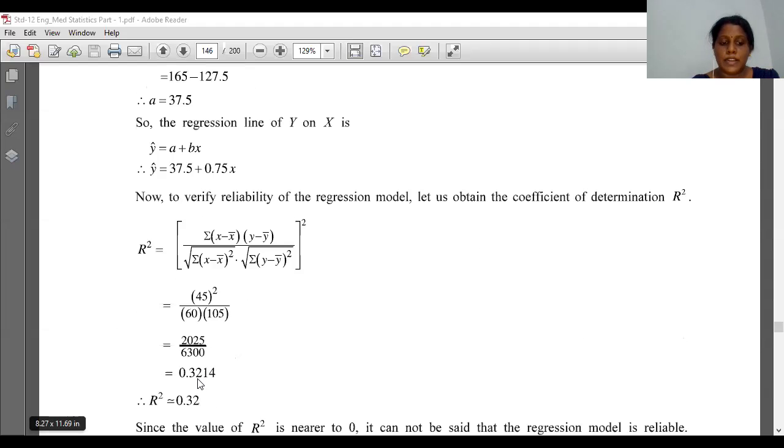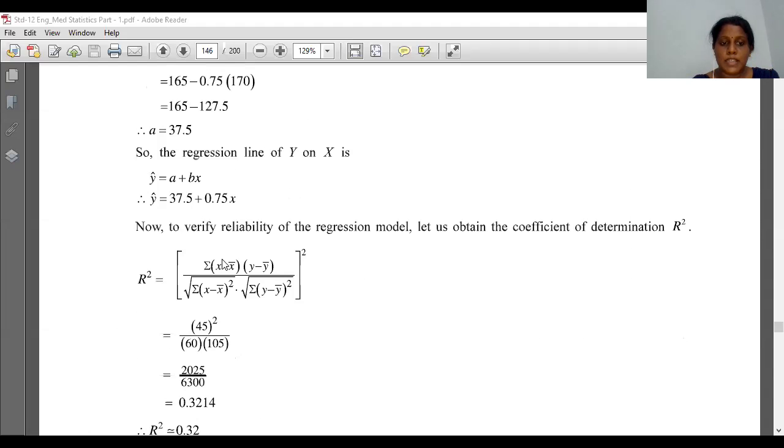Then finally you have to find, see, sigma (x minus x bar)(y minus y bar) is 45, the square, and sigma (x minus x bar) the whole square is 60. Okay, so root here, this root and square, when both come, that time we have to remove this root and square. Okay, so this comes to 60 and 105.